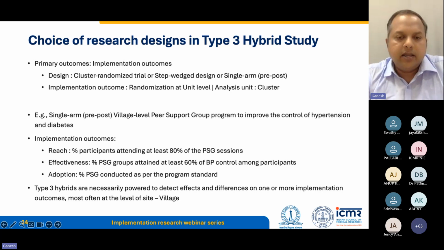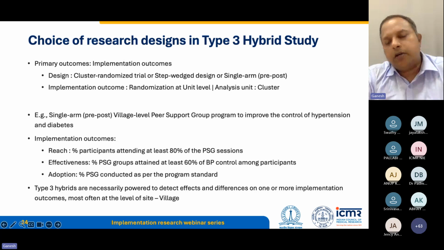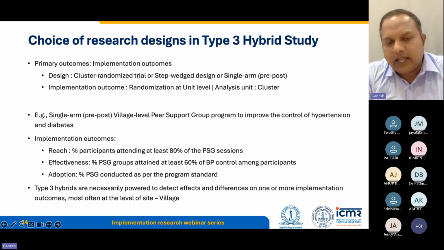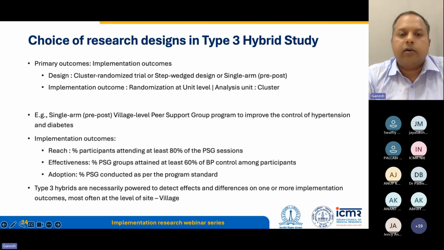So a single arm, village level study which we published, a community-based intervention, is a single arm pre-post village level peer support group program in order to improve the control of hypertension and diabetes. Please understand, the type 3 hybrid study is, again, an evolving science. It does not have a clear-cut thumb rule, but most of the time where you can do a pre-post design is in type 3. Either in type 1 or type 2, you need to go with a controlled trial.